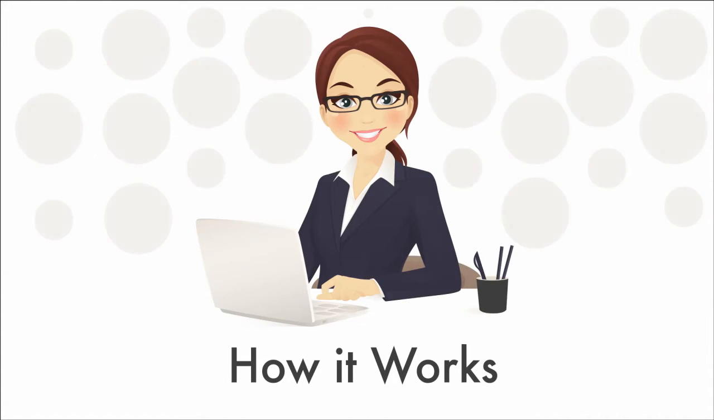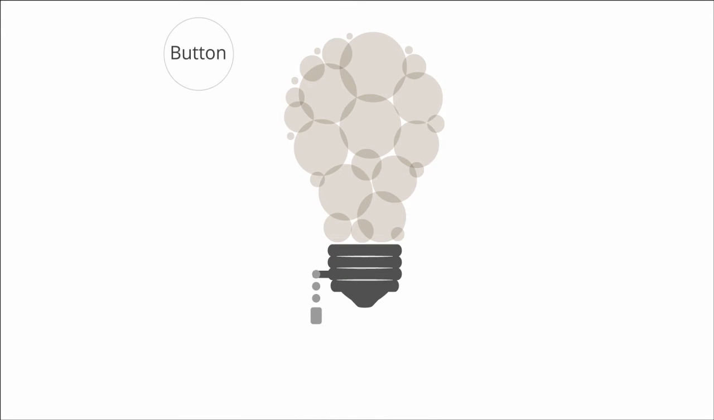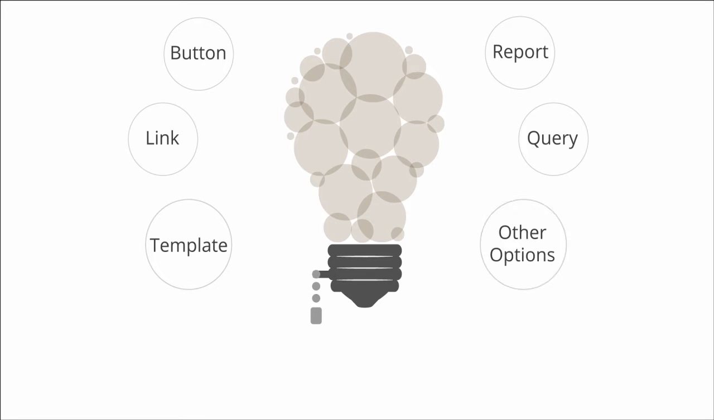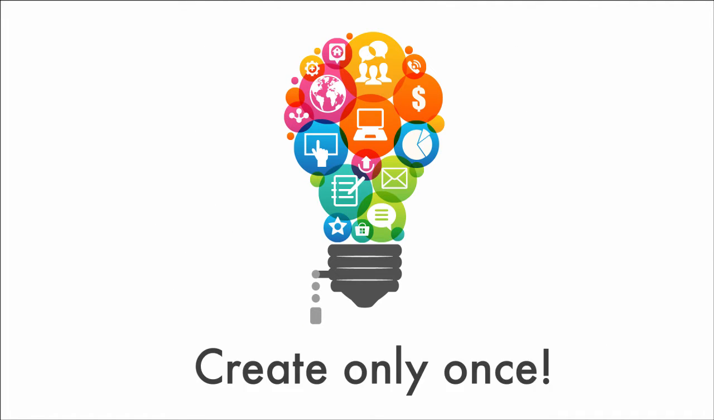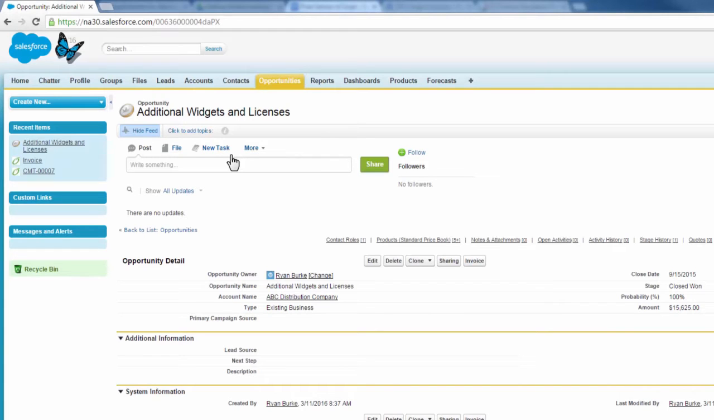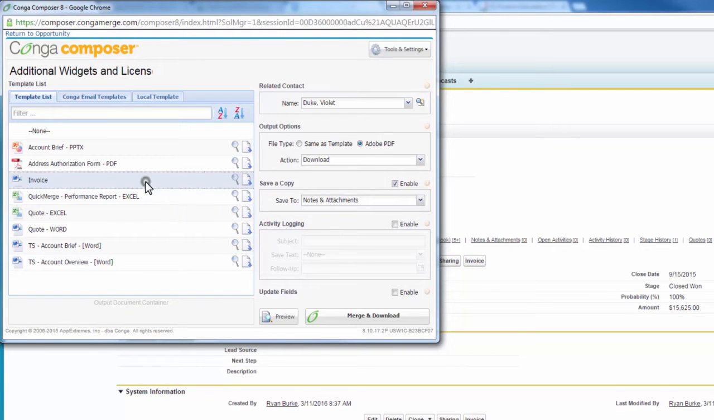Here's how it works. An admin creates what we call a solution. A solution consists of a button or link, a report or query, a template, and other available options that solve your business need. The admin needs to create the solution only once. Then, end users click the button or link from a record, choose a template, an output format, and where to deliver the document. Composer does the rest.